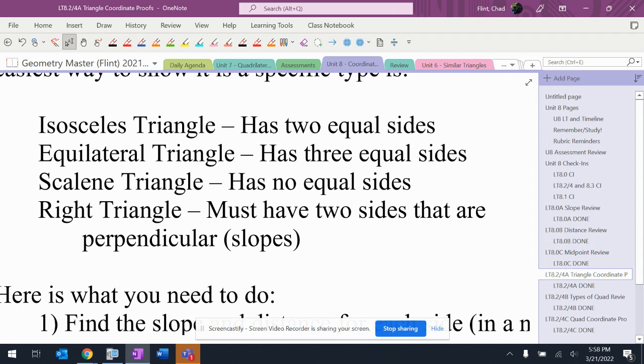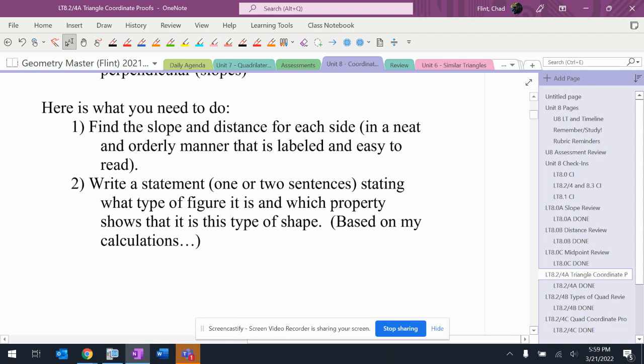So again, for there, I don't really need the slope, but I'm going to try to get you to find them anyways. It doesn't take that long. Right triangle must have 2 sides that are perpendicular because it has to have a right angle. Okay, that comes from slopes. So again, there's a little flexibility here depending on how much you want to think. Least amount of thinking, find every slope, find every distance, put them in a nice little neat organized thing, then say what's happening.